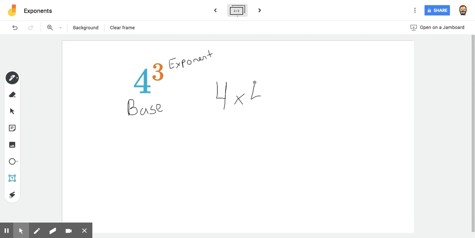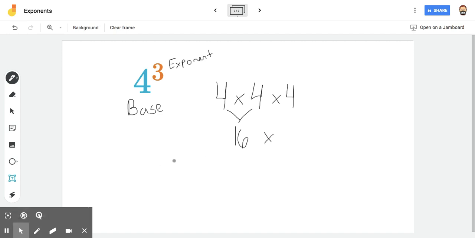4 times 4 times 4. Okay, I multiply it by 1, 2. So if I wanted to fully evaluate, 4 times 4 is 16. So 16 times 4, and then I multiply 16 times 4, and I would get 64. So 4 to the third power is the same as 4 times 4 times 4, which when I evaluate it, I get 64.